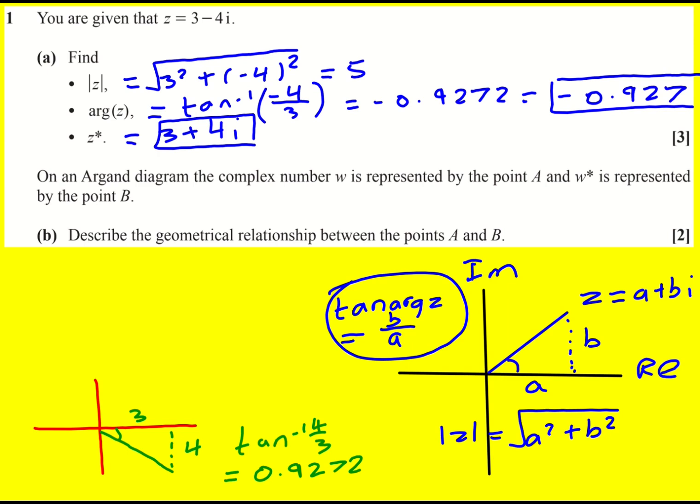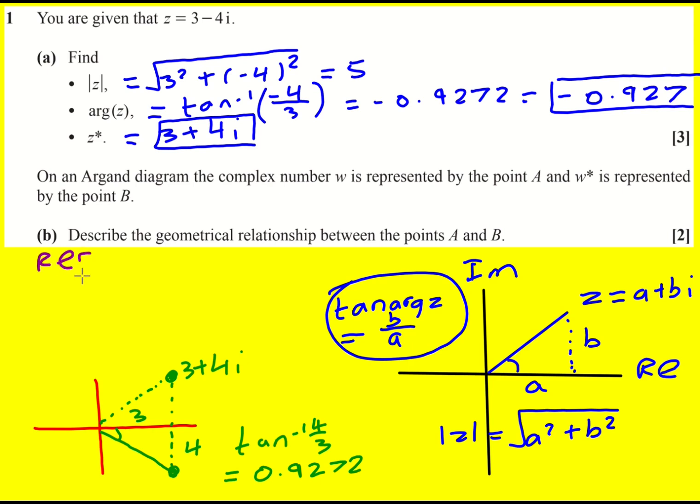On an Argand diagram, the complex number w is represented by the point A, and w star is represented by the point B. Describe the geometrical relationship between the points A and B. Well, we hinted at that on the last question. If I wanted a complex conjugate, then I'm reflecting it in the real axis, because the imaginary part goes from down here to up here. That's how I got my 3 plus 4i. So that is the answer.